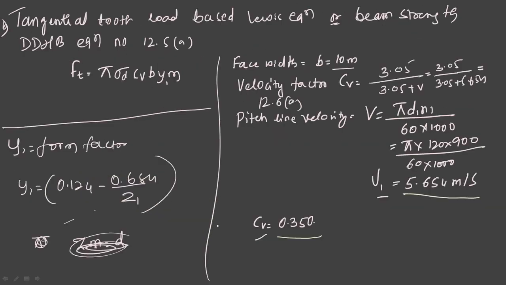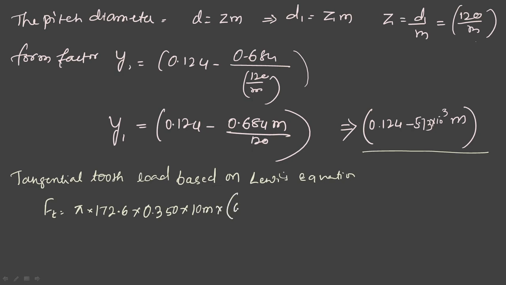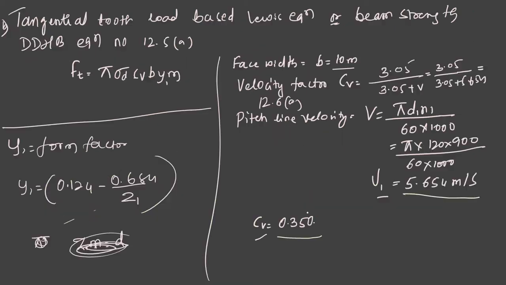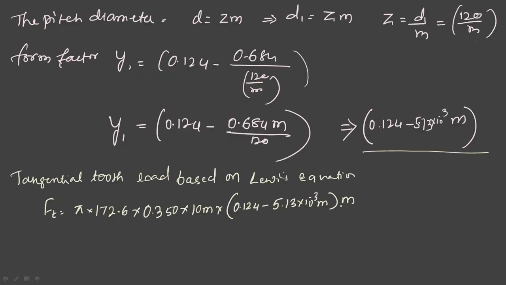So next, y1 is 0.124 minus 5.13 into 10 to the power of minus 3 m, into m. Now you simplify and you are going to get one equation in m square minus m cube format. Just find out what value you are going to get for m square minus m cube.